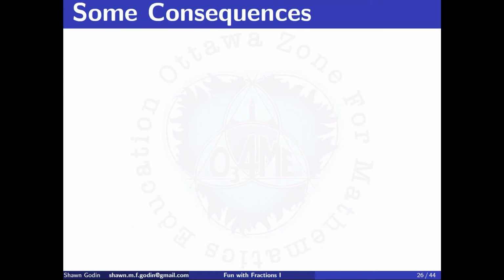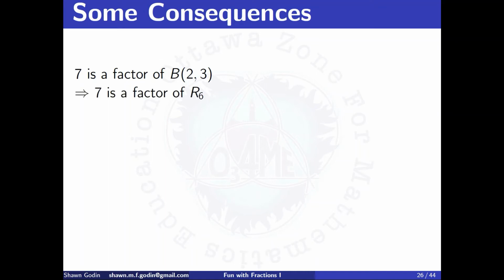So what are some consequences of all this stuff? Well, for example, if we look through those two tables, we see that 7 is a factor of B23, which means that it's going to be a factor of R6, which means that it's going to be a factor of 10 to the 6 minus 1, which means that 1/7 should have a period of 6.